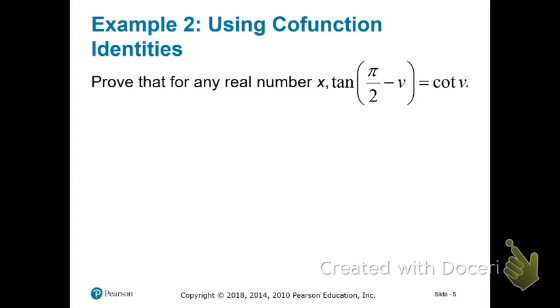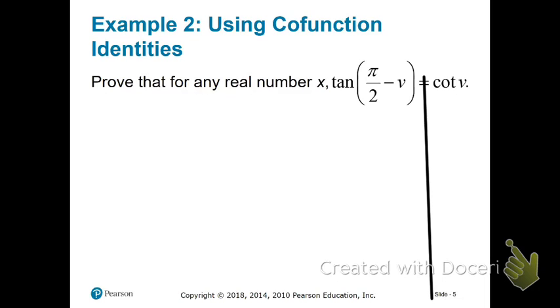All right, so to prove this, we're going to work one side. Do you want to work the left or the right? The left. All right, so we don't know the difference of tangent formula yet. So what do we know about tangent, though? Okay, let me ask a little more specific. We can see that this is going to be a difference formula because we have the pi over 2 minus v, correct? So what do we know about tangent?